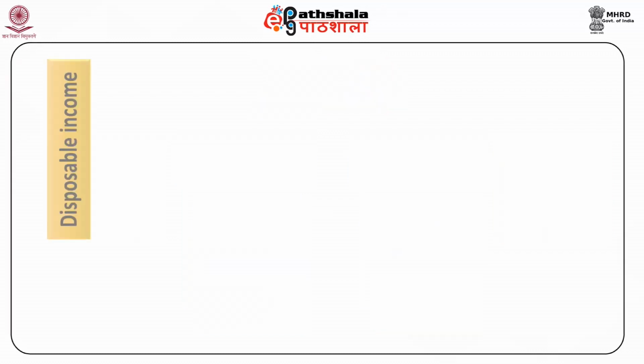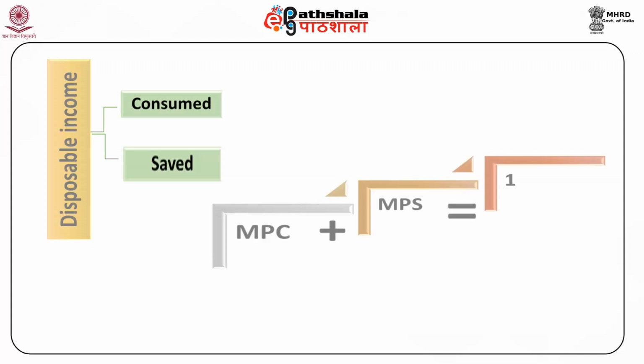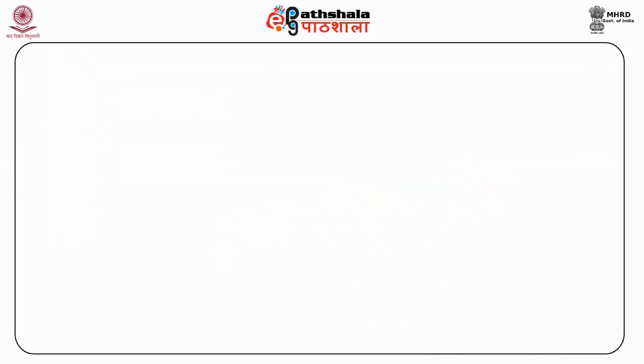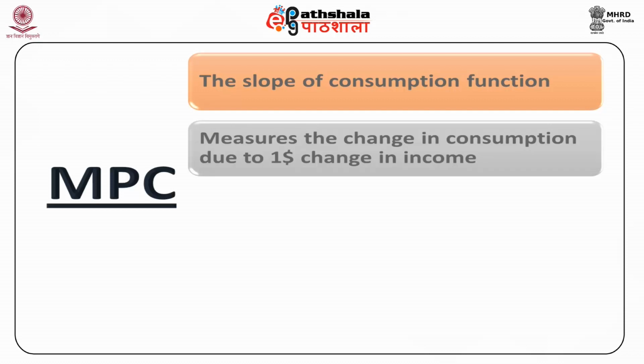As the disposable income may be either consumed or saved, the marginal propensity to consume plus marginal propensity to save must be equal to 1. In the present example, 0.7 plus 0.3 is equal to 1. Thus, MPC plus MPS is equal to 1. As mentioned earlier, the slope of the consumption function is the marginal propensity to consume. It measures the change in consumption due to a $1 change in income.